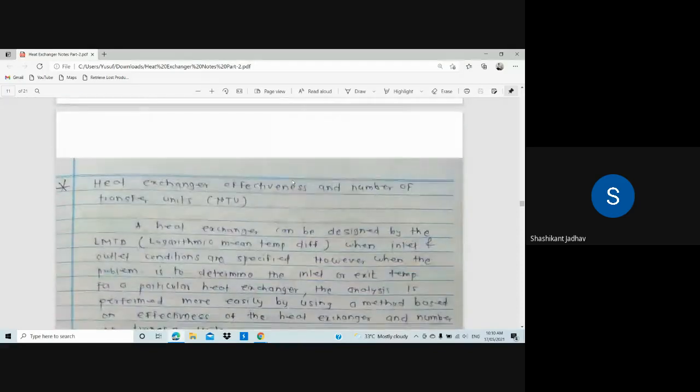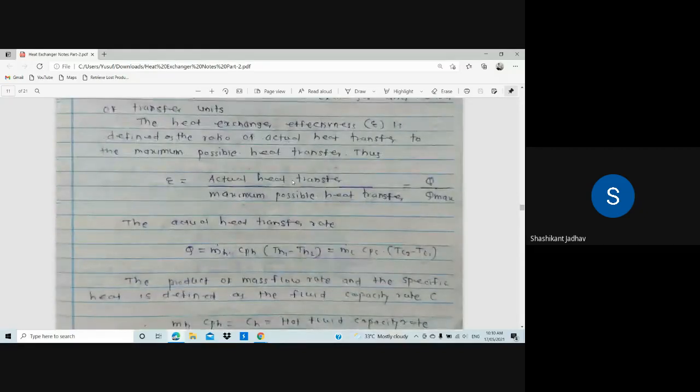After that we discussed another method for the design of the heat exchanger, that is heat exchanger effectiveness and number of transfer units. If inlet and outlet conditions are known to us, then we use the LMTD method. But if inlet and outlet conditions are unknown to us, at that time we have to use this method, that is the effectiveness and number of transfer units method.